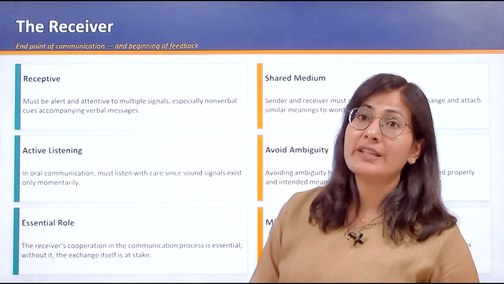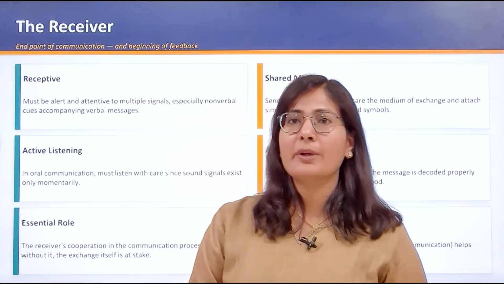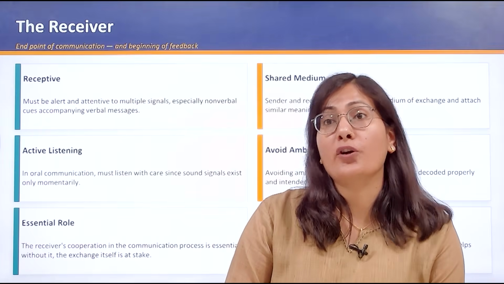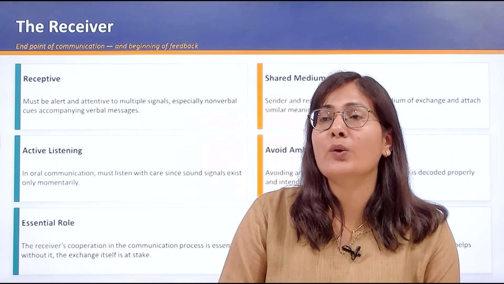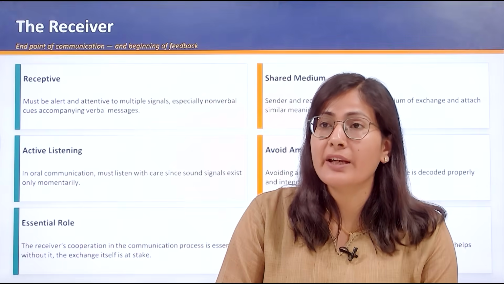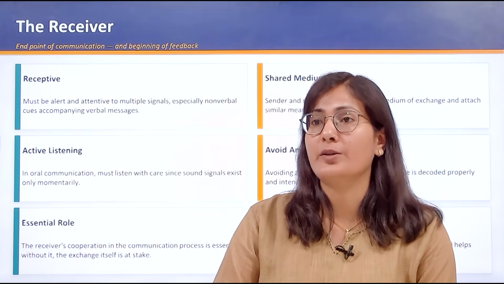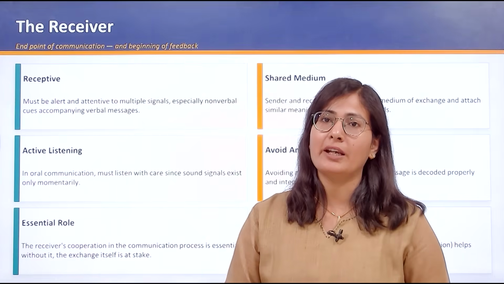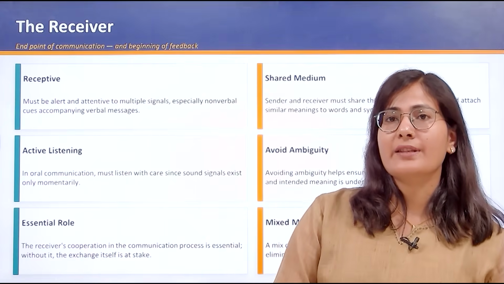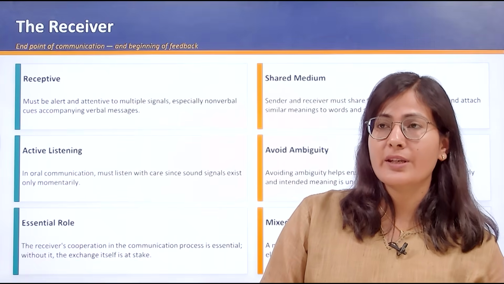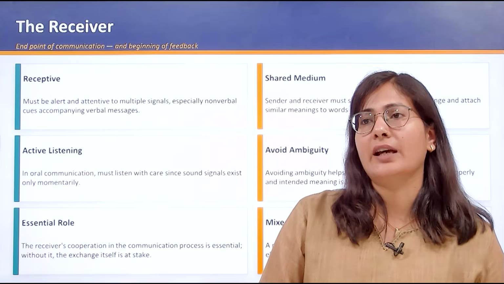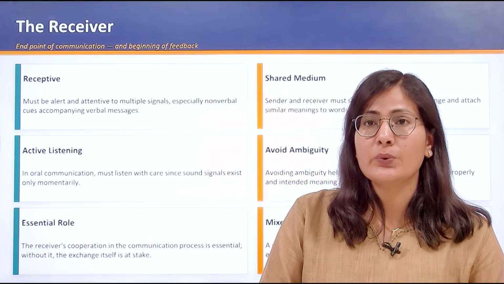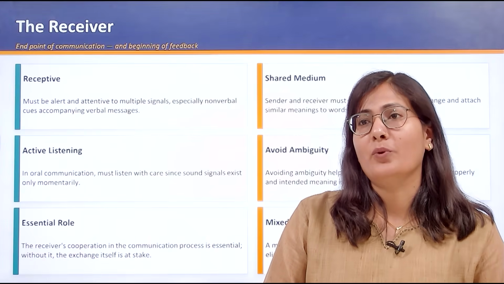Then comes the receiver. The receiver is another element of the communication process, because this is the end point of communication. The receiver can be considered as the end point of communication as well as the beginning of feedback, because feedback is the last element of the cycle of communication, all right? Being receptive, the receiver must be alert and very attentive to multiple signals, especially the non-verbal cues accompanying verbal messages.